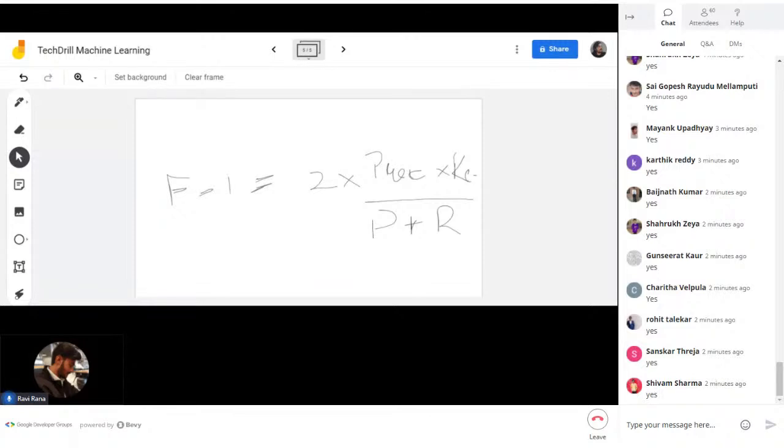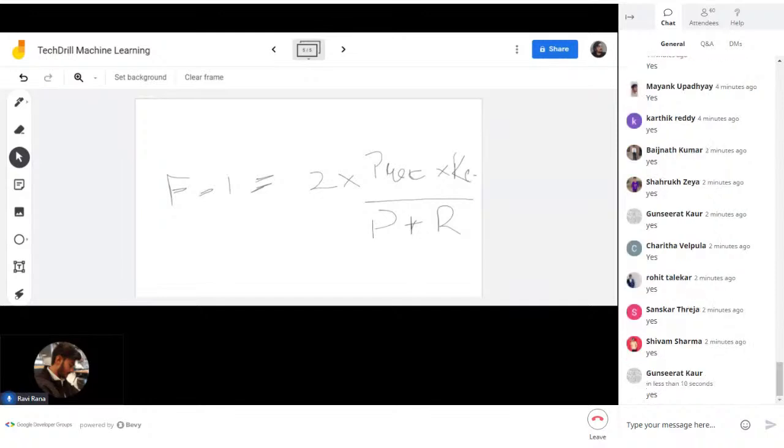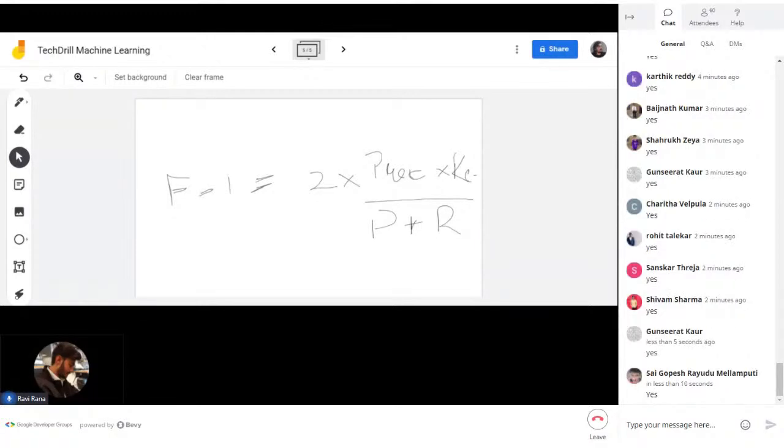Okay, so is F1 score clear? How do we calculate F1 score? F1 score is nothing but just an evaluation parameter that is a combination of recall and precision. So is F1 score clear now?